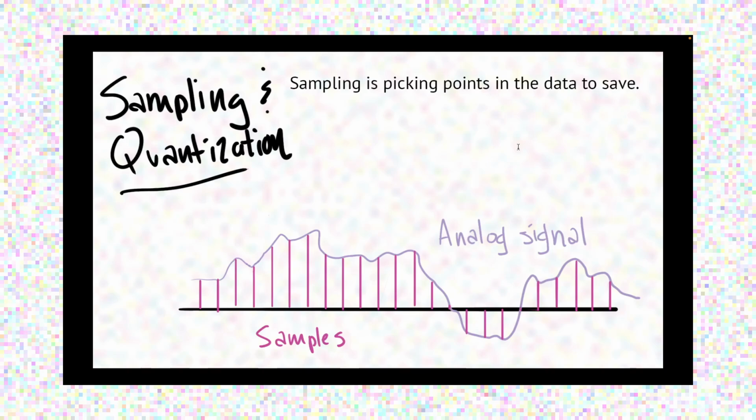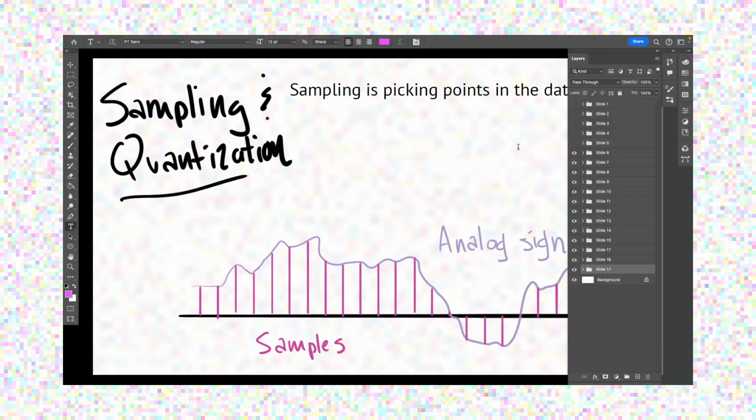So we see the analog signal is that purple line, and then the little pink lines represent samples. So at various points along the line, we say we want to save this data, and this data, and this data, and we usually choose a regular interval to make it easier for the computer to know where to save, and then we put that onto a hard drive or a CD or some other type of digital media.